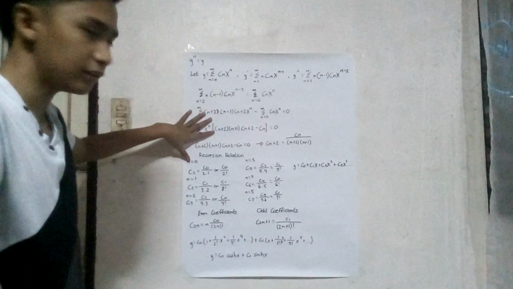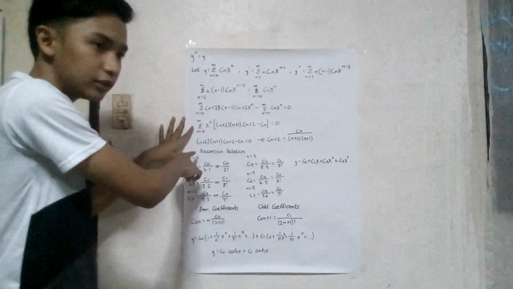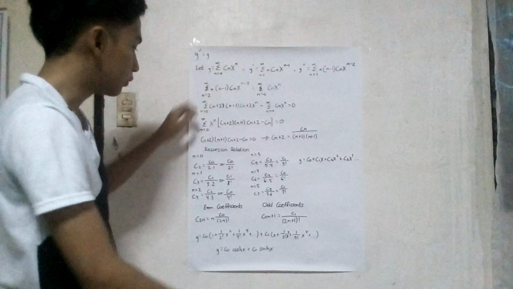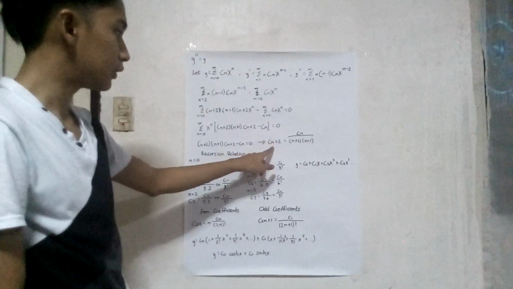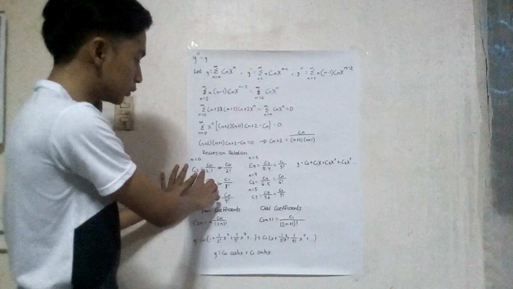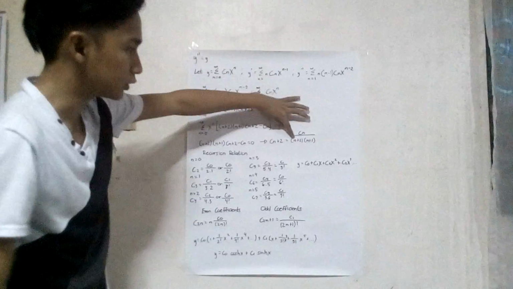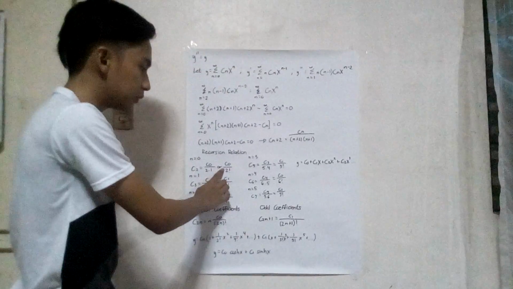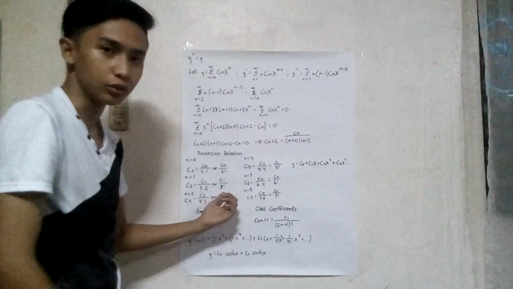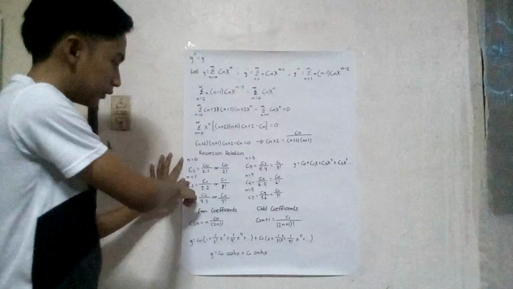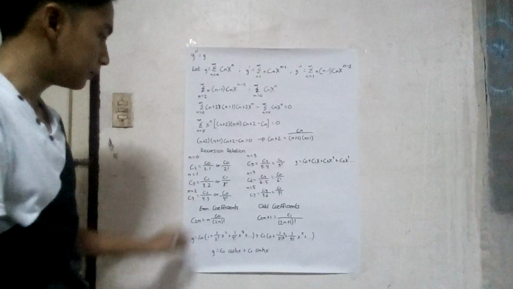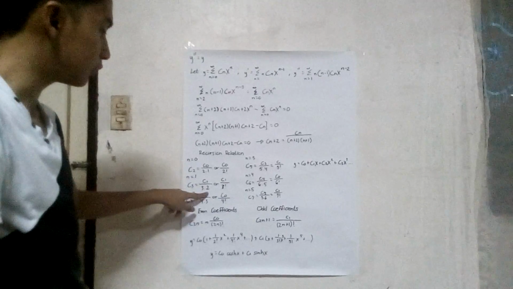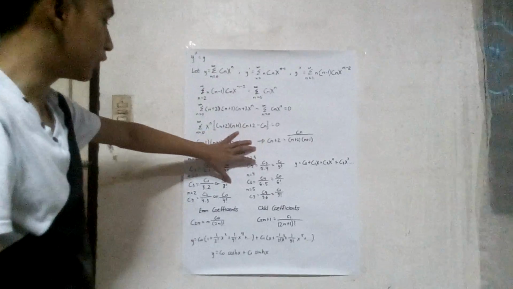By setting n equals 0 and substituting it into the variables, we come up with c2, because 0 plus 2 is 2, equals c0 over 2 plus 1 times... 0 plus 1 is 1, or just simply c0 over 2 factorial. For the next one, when n equals 1, we get c3 equals c1 over 3 times 2, or just simply c1 over 3 factorial.